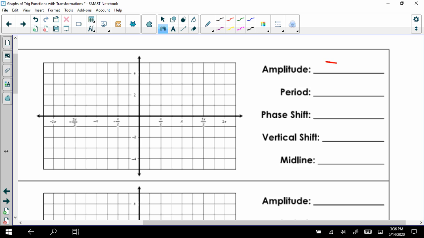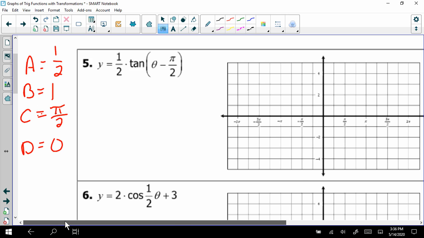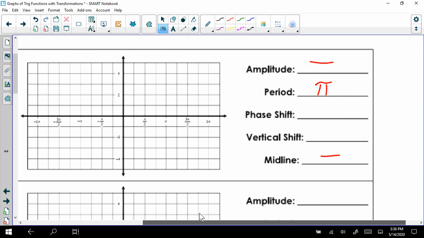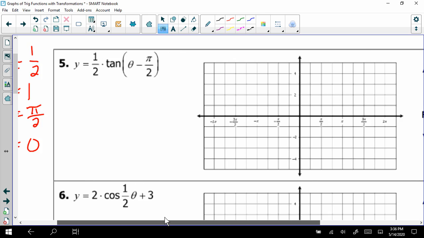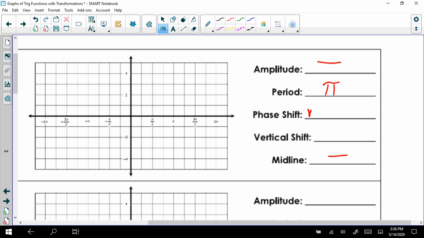First of all, the amplitude and midline really don't make sense for tangent. They're not defined for tangent because tangent doesn't oscillate. The period for tangent is pi, and since B equals 1, which is the same as the parent function, that doesn't change. Phase shift, I'm moving to the right, pi over 2. And vertical shift is none.